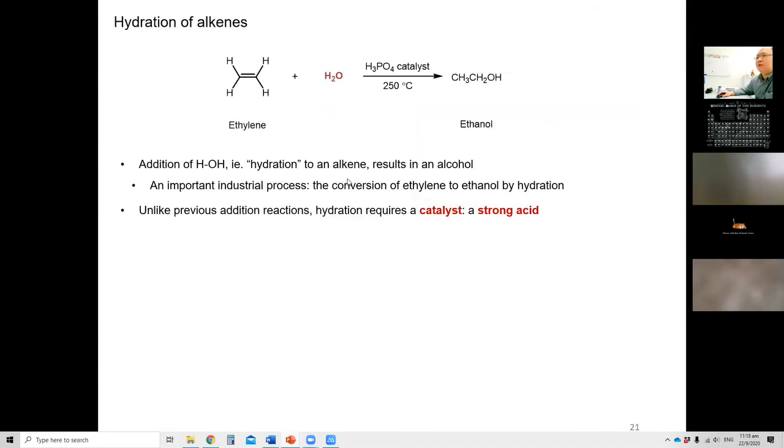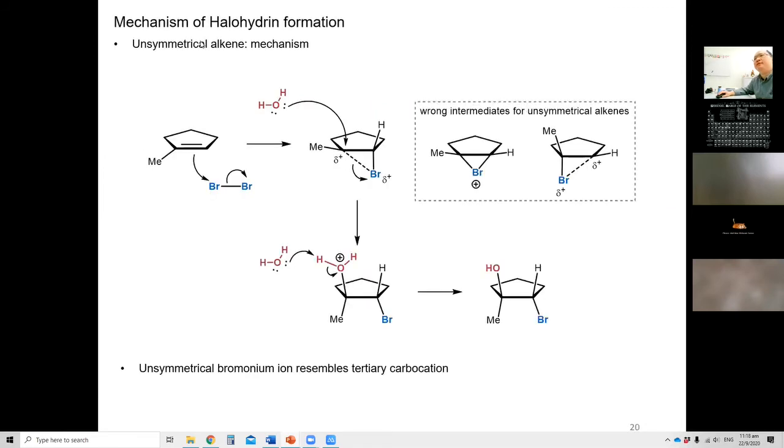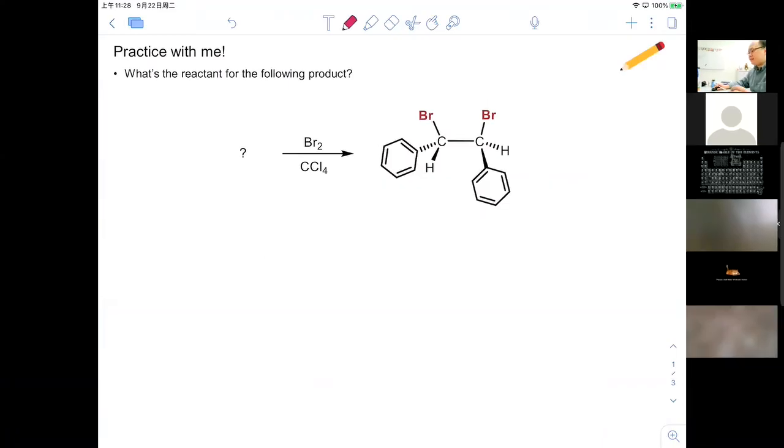Okay, so that's the mechanism of the halohydrin formation, especially a special case of the unsymmetric bromonium ion. I think there will definitely be this kind of problem in the midterm, where I give you the product and the reagents, and you need to write the starting material. So I'm going to be serious about this and talk to you more about how to solve this problem logically.